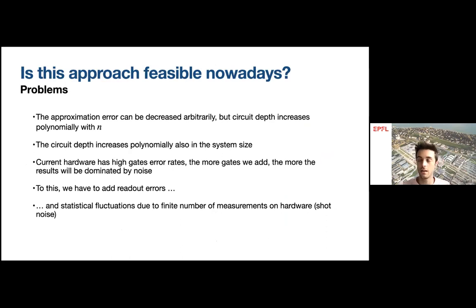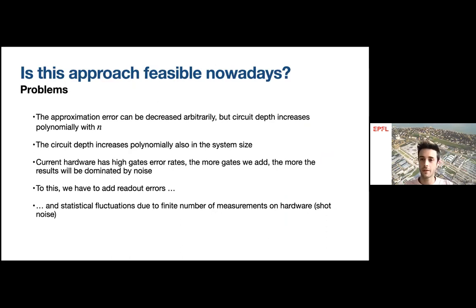In particular, right now, at the moment, because it's not very feasible nowadays. In particular, we know that this approximation error decreases arbitrarily if we increase the number of substeps. But also the circuit depth increases when we increase n, because we have these same operators that are repeated n times. And also, yeah, it's a side effect.